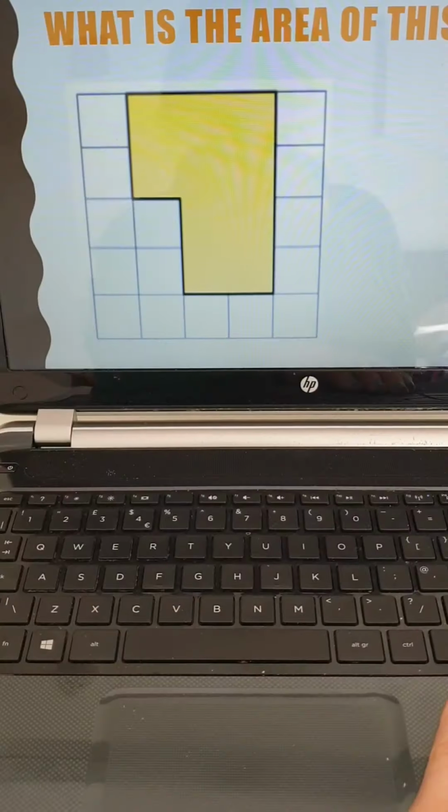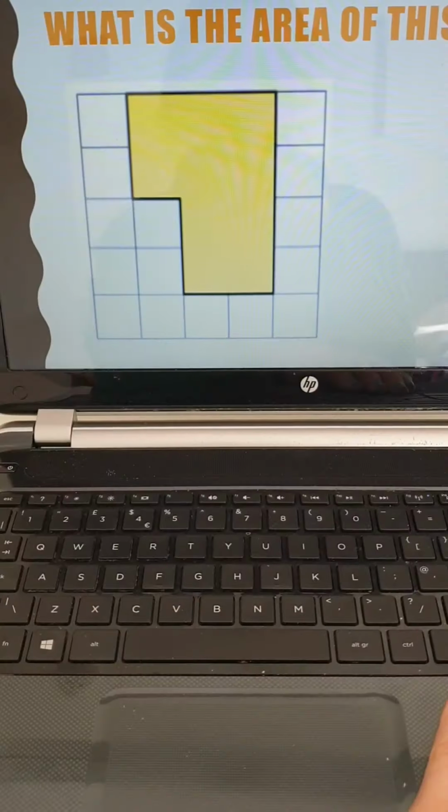Okay, let's try another one. What is different about this shape? Okay, so I'm going to zoom in. So we know it's an irregular shape because it's not a typical square or rectangle. Does anybody notice anything that's missing here in this area? Okay, let's have a little look. Something here to help us out.